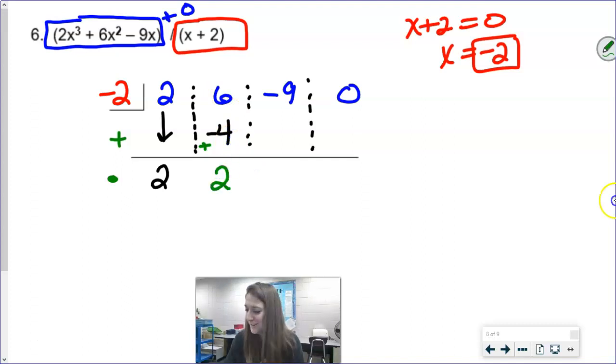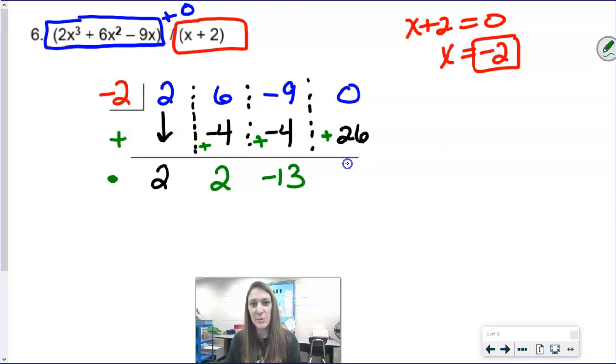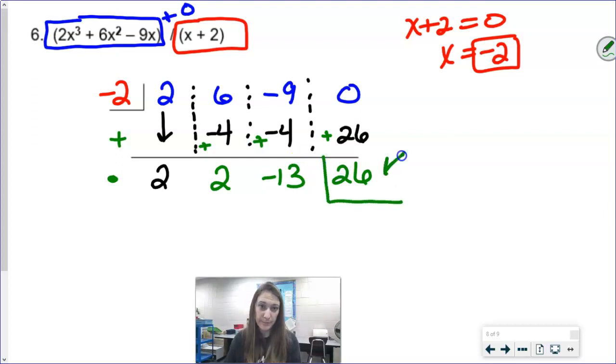And you do it all over again. So 2 times -2 is -4. And right here above the line, we add these together, and we get -13. Then -13 times -2 is +26. And if we add those together, we get 26. So I'm going to mark up a couple things here. This last part is my remainder, so we are going to have a weird fraction thing.